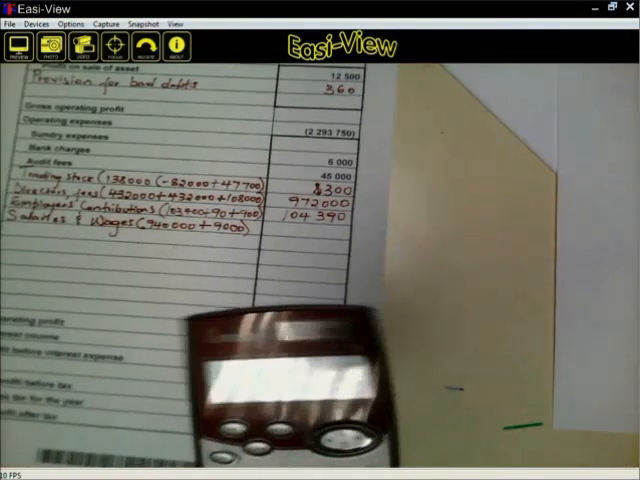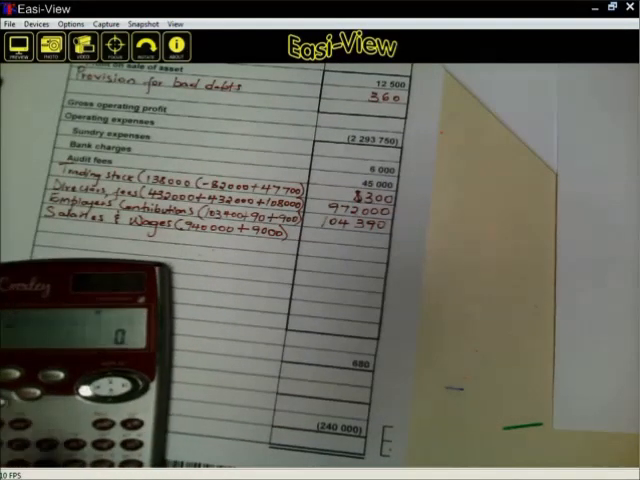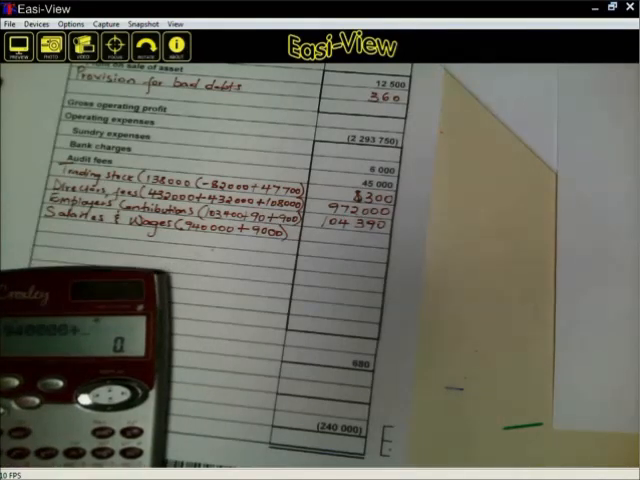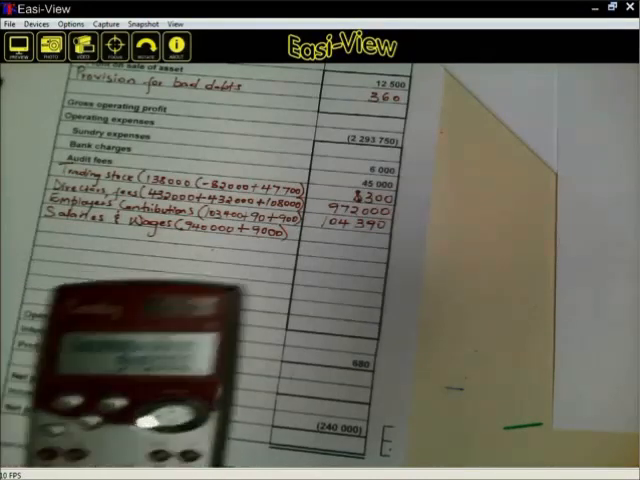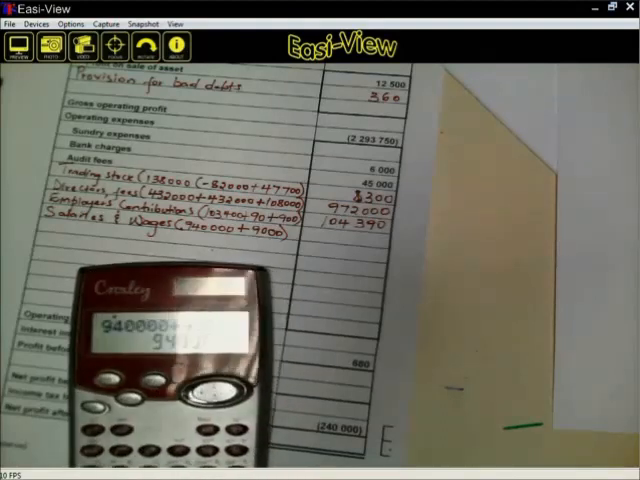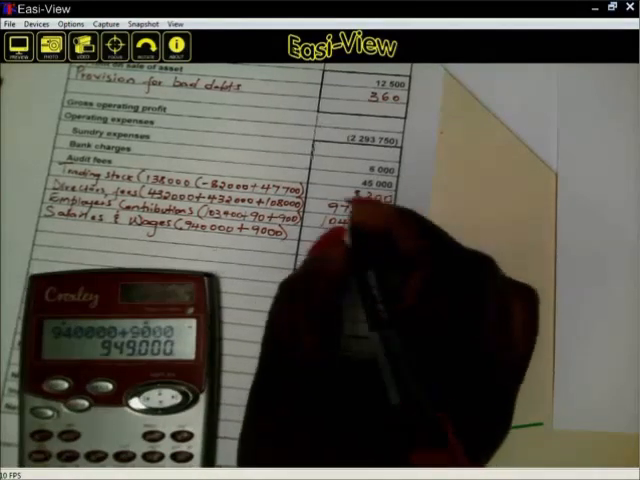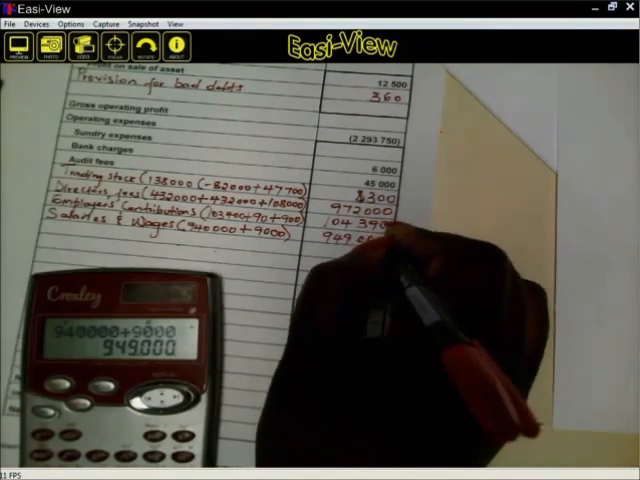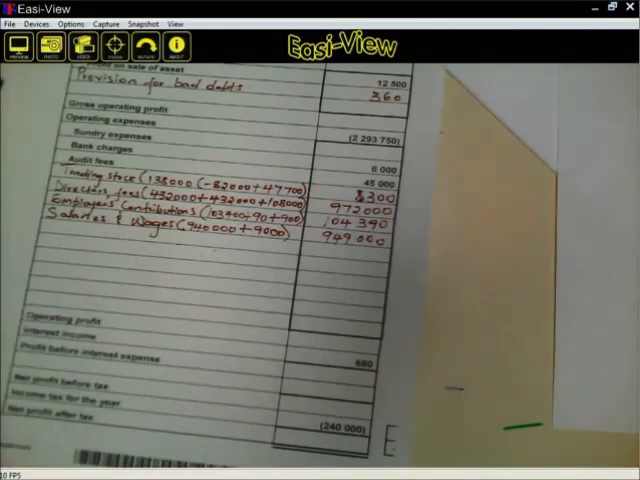So how much is your salaries and wages? It means you must add the two together. 940,000 plus 9,000, then we'll be having 949,000. That is our wages and salaries. Then moving to the next adjustment.